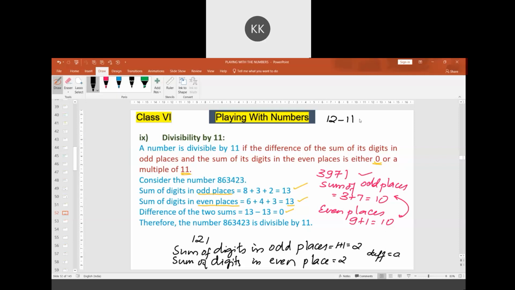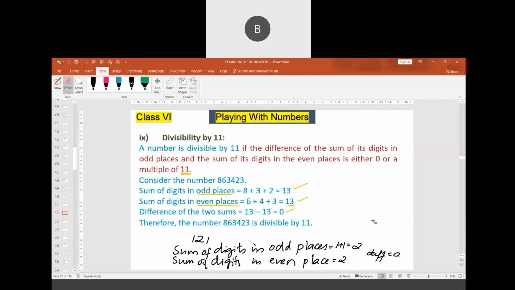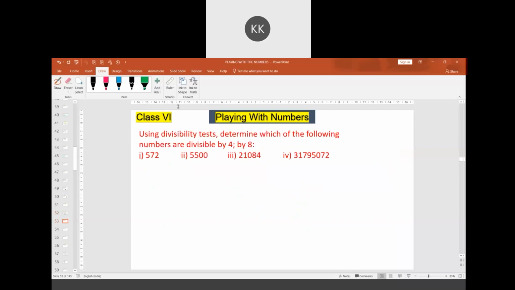12 minus 11, if you do, you will get 1, no? Yes, sir. Is 1 divisible by 11? No, sir. Therefore, the given number is not divisible by 11. It's simple. Yes, sir. If we do 11 minus 12, then we will get -1. -1 is not divisible by 11. Yes, sir. I said we need to find the difference. How you find the difference is left to you. Okay, coming to this question, we need to determine whether the given number is divisible by 4 or by 8.